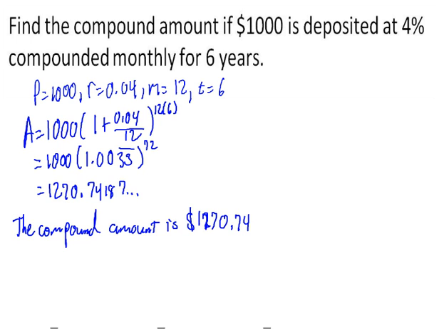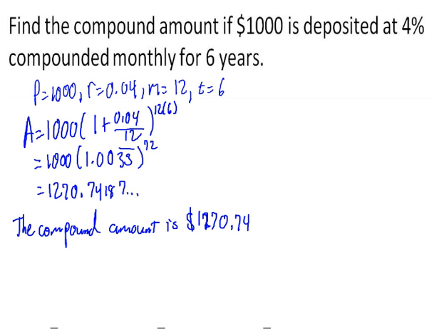Because if you want to see exactly how much we have earned in interest, you take the future value minus the initial amount. So the $1,270.74 minus $1,000 would be $270.74 in interest. Anyway, you see that the more times it's compounded, if the annual interest rate is kept fixed, the more interest you'll earn.